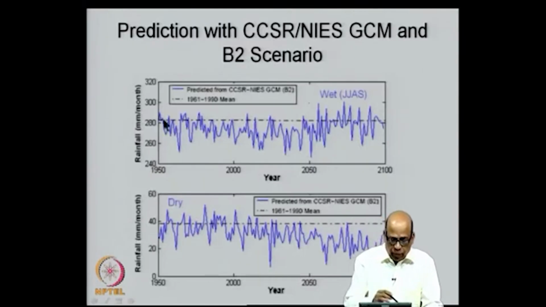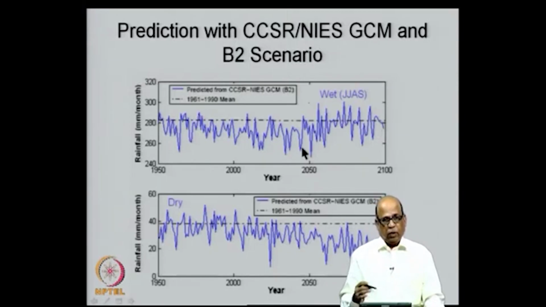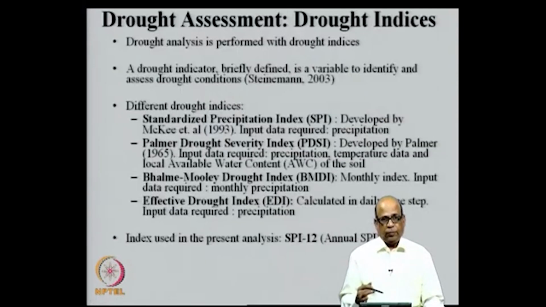So, we convert this precipitation time series into what is called a drought index. Several drought indices are available. I will not go into details of those. We will use what is called the standardized precipitation index, SPI, which is an indicator of meteorologic drought. It just requires the precipitation values. Using the precipitation values, you convert that into a standardized precipitation index. There are other indices like the Palmer drought severity index, the Bhalme-Mooley index, and the effective drought index and so on. But the SPI is the simplest one that we use for assessing meteorologic drought.